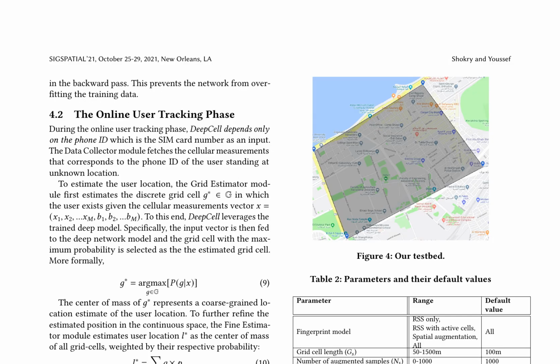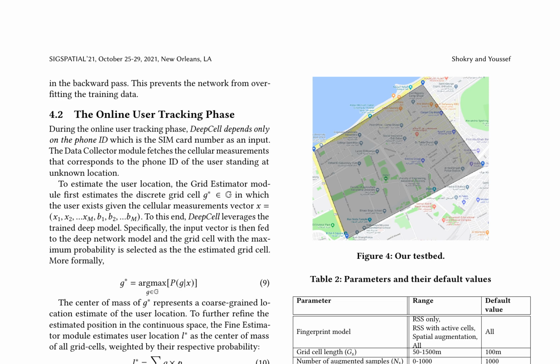The grid estimator module estimates the discrete grid cell in which the user exists given the cellular measurements vector. The center of mass of the estimated grid cell represents a coarse-grained location estimate of the user location. To further refine the estimated position in the continuous space, the Fine Estimator module estimates the user location as the center of mass of all grid cells, weighted by their respective probability.